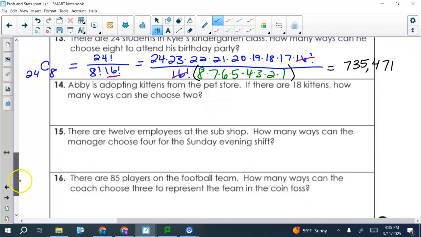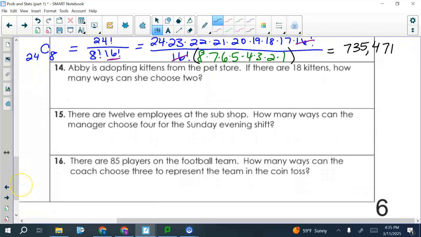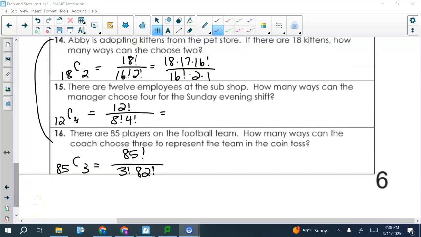All right, why don't you guys try, let's see. Okay, go ahead and try the last 3 here, and then I'll help you set them up if you don't have it figured out. So go ahead and pause the video, try 14, 15, and 16. All right, let's take a look at those last 3.